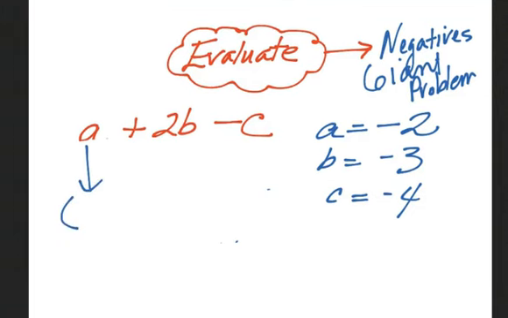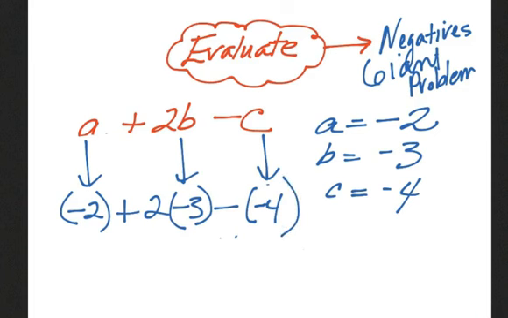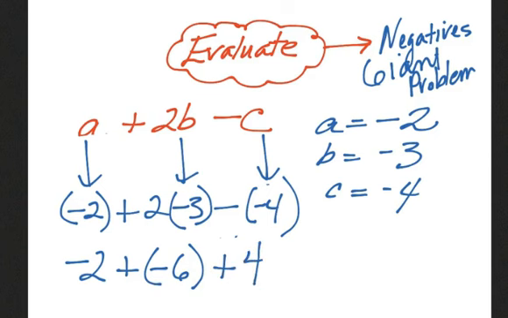So what is A? A is -2. What is B? B is -3, and what is C? -4. Now you're going to say, I don't want to write all those parentheses, but you're going to, because if you don't, this is where our difficulties lie in Algebra 2. All right, so a -2, there's no distribution, that's just a -2. 2 times -3, so now I have a -6. And a negative makes it a +4. And if we hadn't put our parentheses, we would not have noticed that.